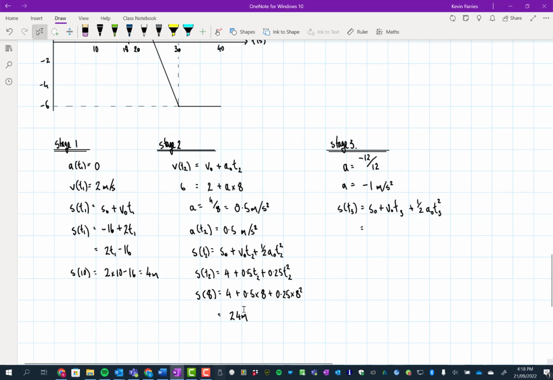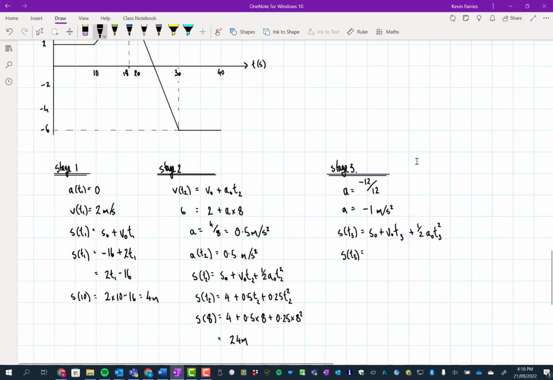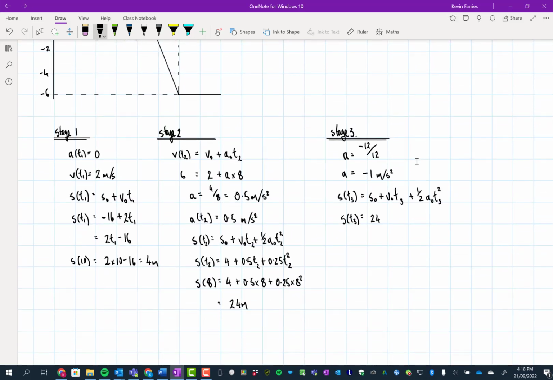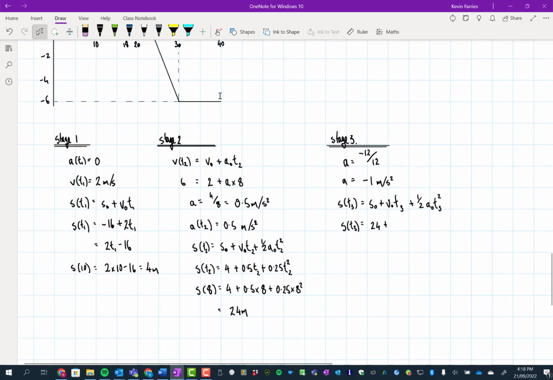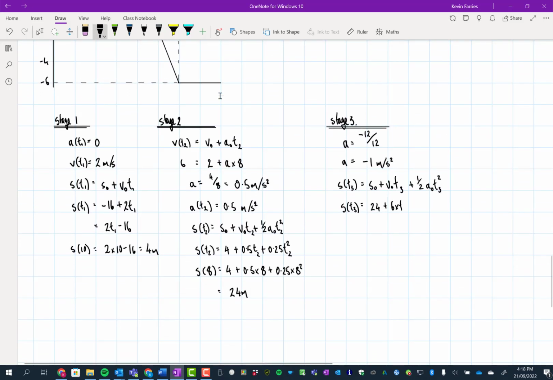Now, we've already calculated the initial displacement, so therefore the displacement during stage 3, at the time from the start of stage 3, is just going to be equal to 24. The initial velocity was 6 meters per second, we can see that up here, so it's going to be 6 times T3 plus a half times 1, but it's minus 1, so minus a half times T3 squared.